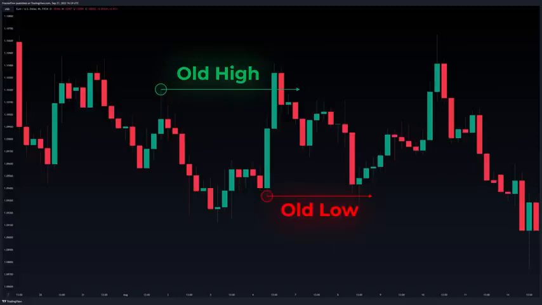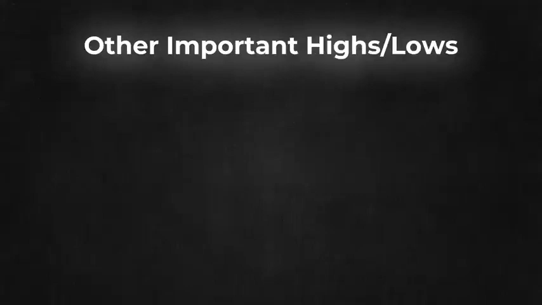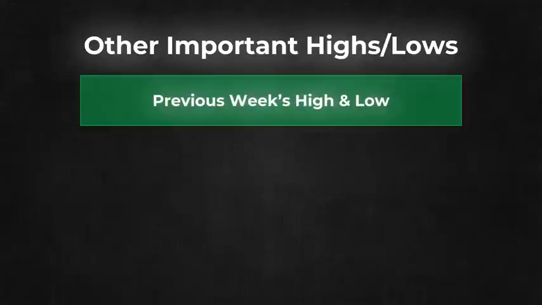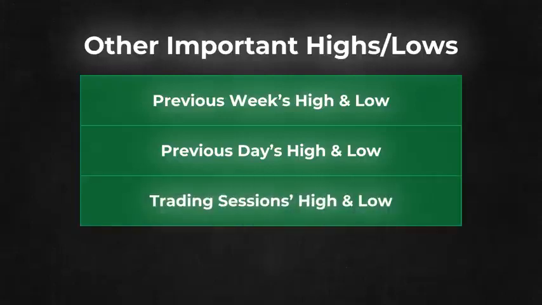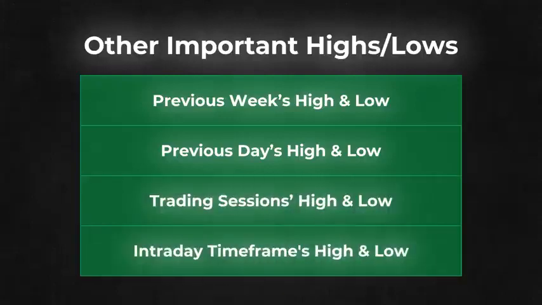Still on the topic of highs and lows, we can look at other important types of highs and lows in any price chart, namely the previous week high or low, previous day high or low, session highs or lows, or even intraday time frame highs and lows. We'll take another look at that when we talk about the concept of daily bias.